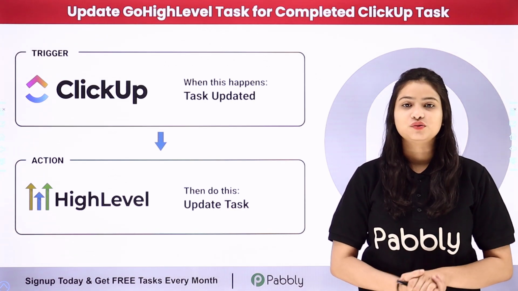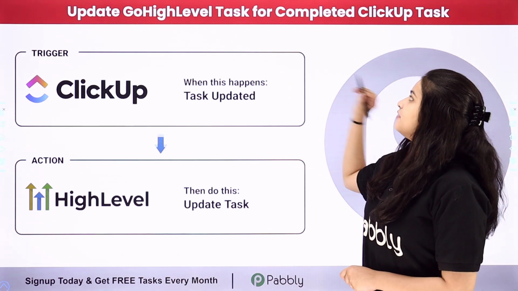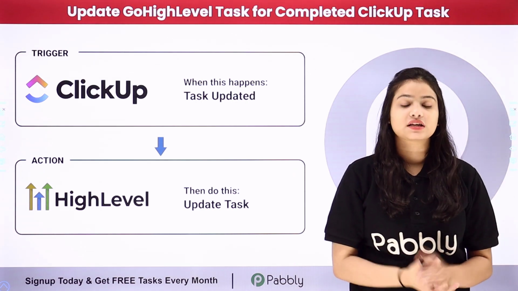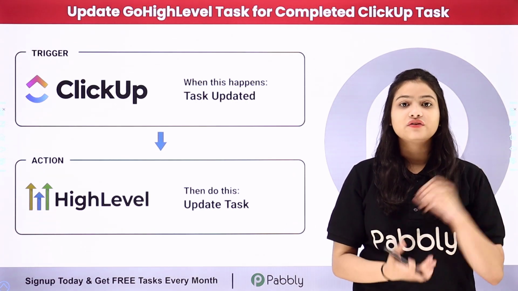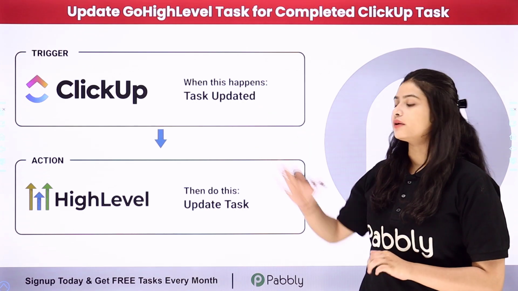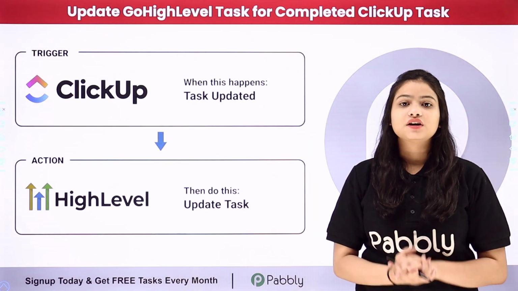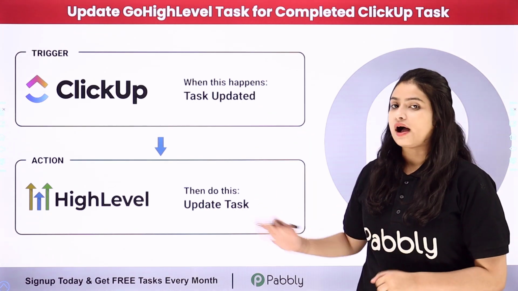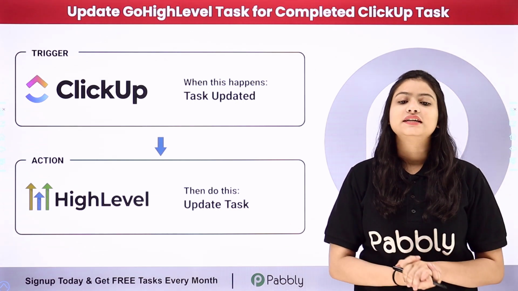In this video, we are going to learn how to update GoHighLevel tasks for completed ClickUp task. So here my objective is that whenever a task is completed in my ClickUp account, then automatically that same task should also be completed in GoHighLevel. So how are we going to automate this entire process?